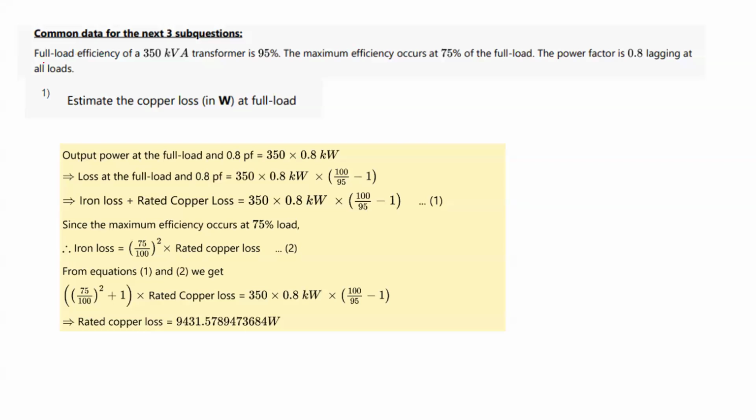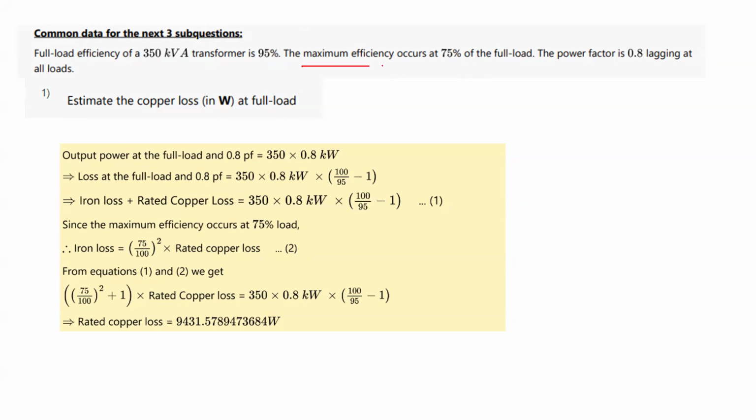Now in this question it is said that the full load efficiency of a 350 kVA transformer is 95%. The maximum efficiency occurs at 75% of the full load. The power factor is 0.8 lagging at all loads, whether it be full load, half load, 75% load, all loads. So we are supposed to estimate the copper loss at full load.